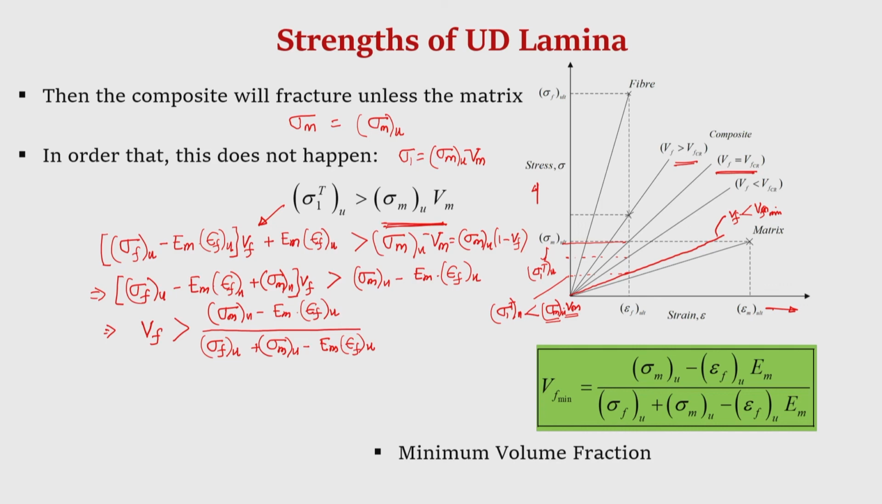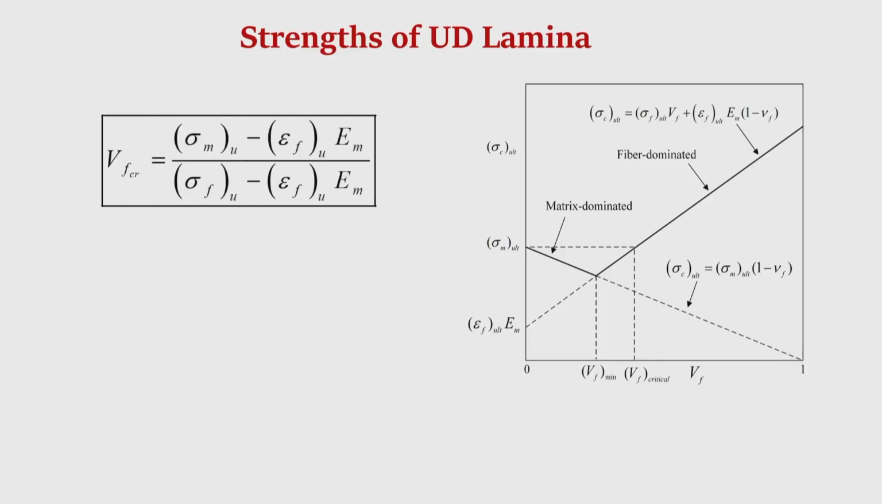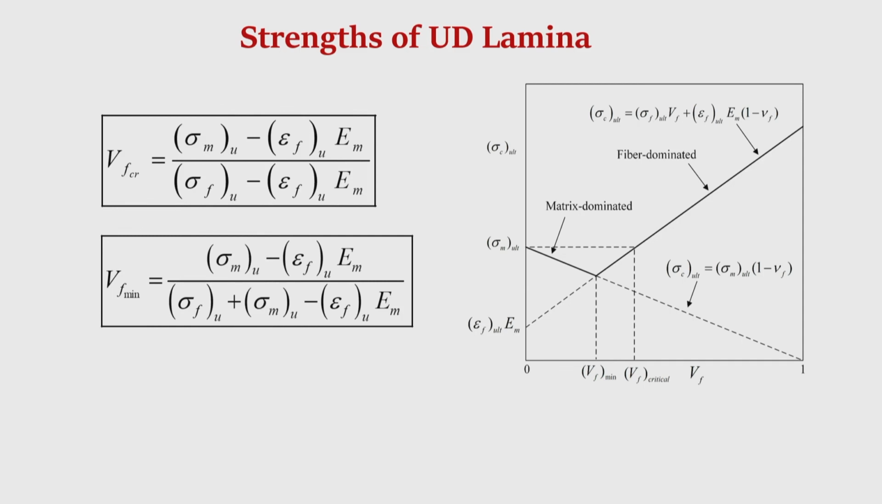So, what you could do is take maybe a glass epoxy and a graphite epoxy, and in the book you will find the properties of the glass fiber, graphite fiber and epoxy matrix, and you can actually calculate the values of V f critical and V f minimum, and you will understand where they stand. Okay. So, these are the expressions for V f critical and V f minimum.